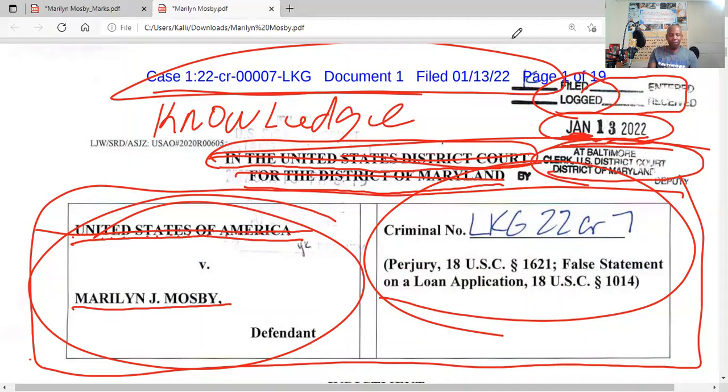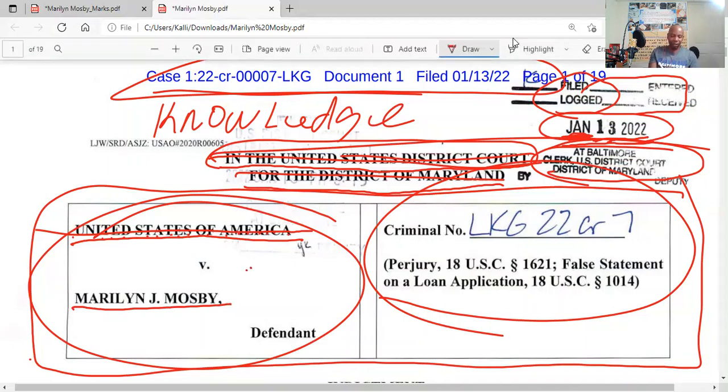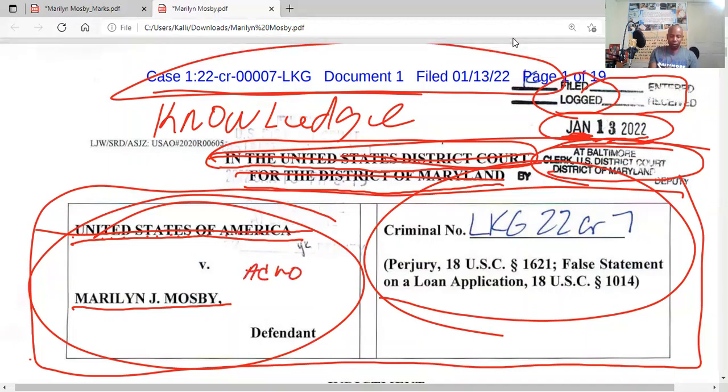First of all, let me define what an acronym is. An acronym means no men name. I hope you can see that. Let me make this a little bit clearer.